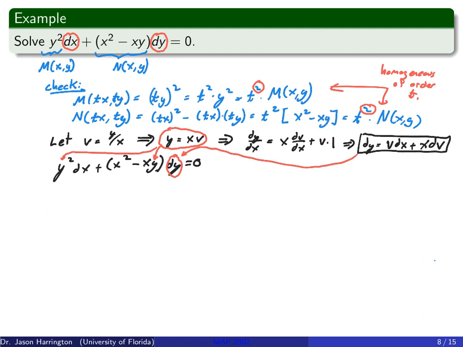So then after our substitution, let's see what we have now. We're going to have x times v quantity squared dx plus x squared minus x times xv times v dx plus x dv. So that was from the substitution earlier. And the right-hand side remains 0.